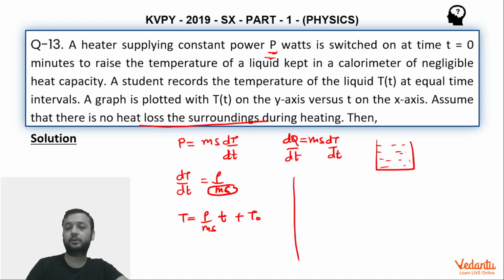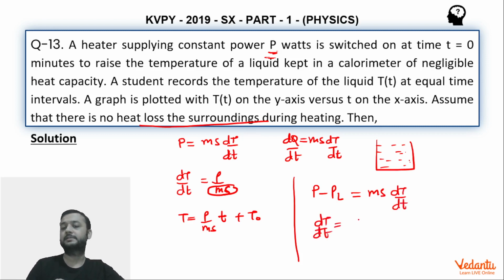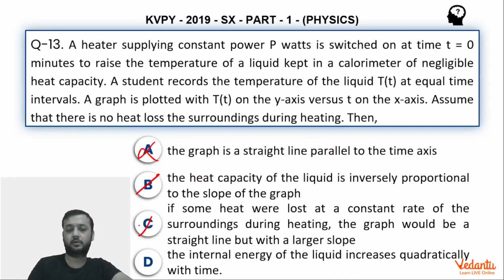Now if heat loss is happening at a certain rate, let's say at the rate PL, then the liquid is getting heat at the rate P and losing heat at the rate PL. So the effective rate of absorption is P minus PL. The rate at which it effectively gets heat is P minus PL, so this is equal to ms dT by dt. Now you can see the slope becomes (P minus PL) upon ms, which is of course less than the previous value. So the graph will definitely be a straight line, but its slope will be less than the previous value. So option C is wrong.